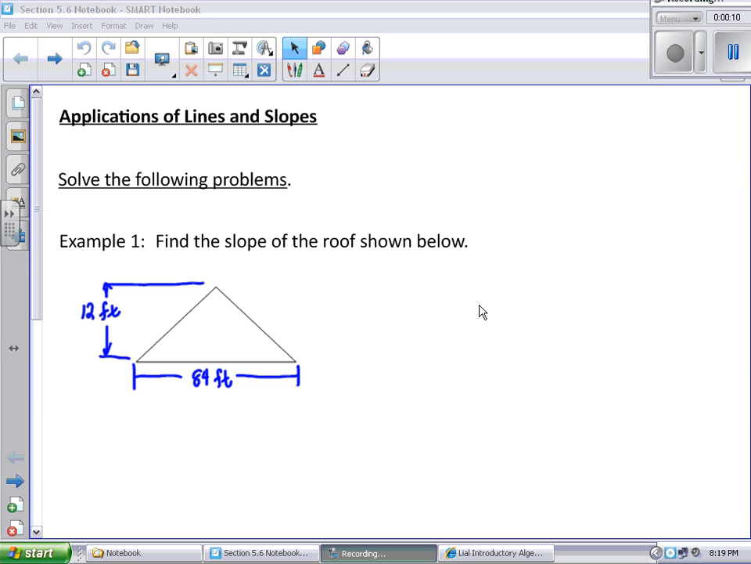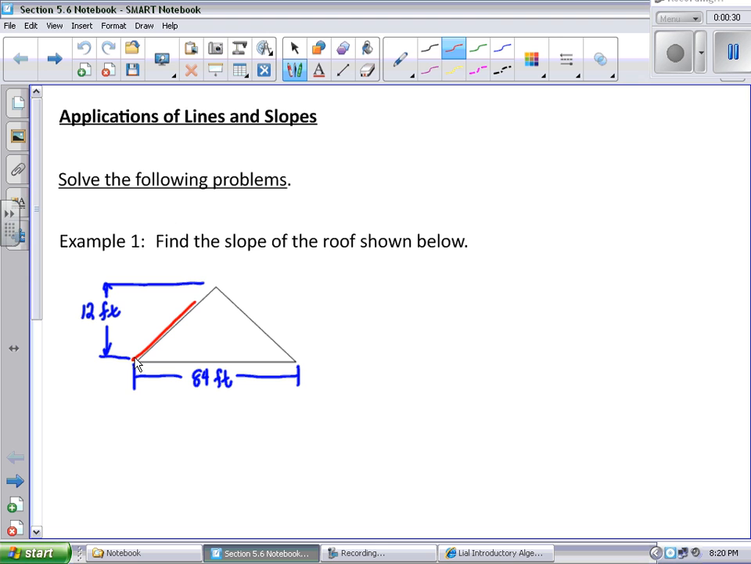So we're going to be solving some word problems or some story problems. Example number 1 says find the slope of the roof shown below. If we want to find the slope, remember we have to do rise over run. So if we look at this roof, all we're going to do is rise over run.